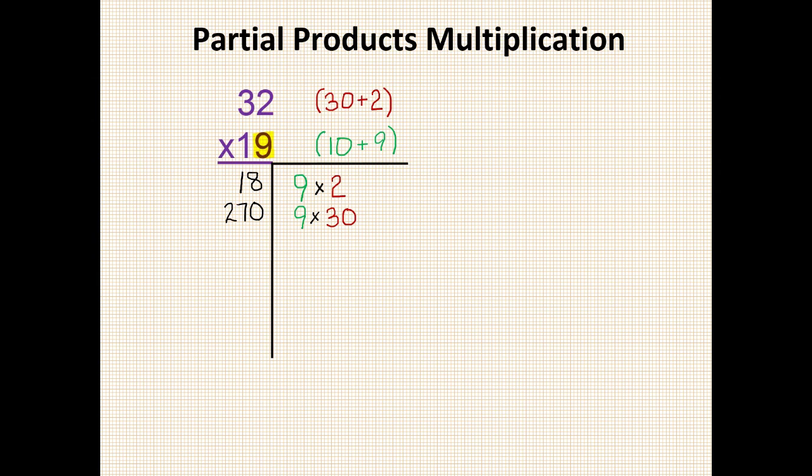Now we are ready to move over to the tens place and multiply from that position. That means we will multiply 10 times 2, which is 20. Next, we will multiply 10 times 30, which is 300. Now we are ready to add our products.